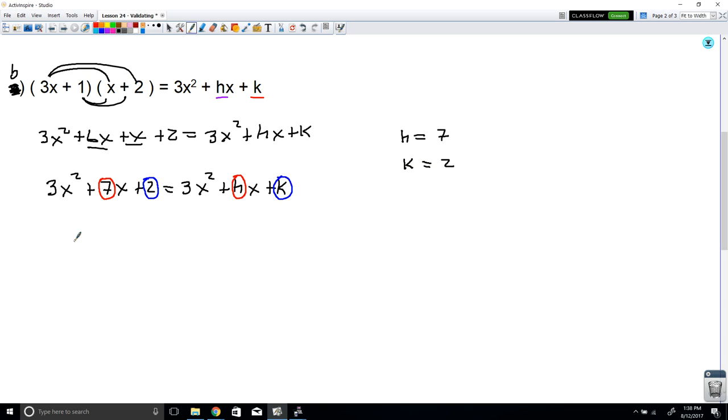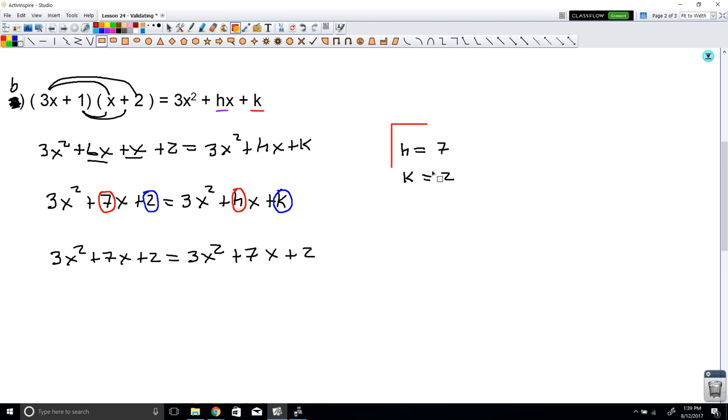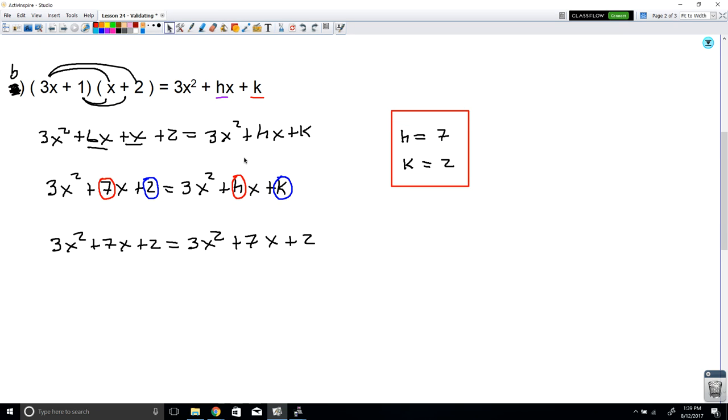Well, let's see if that's true. If we plug those in, we're going to have 3x squared plus 7x plus 2 equals 3x squared. But now, let's see what happens when h is 7. So we have plus 7x plus k. Now we're saying that k is 2. So now note that the left side is exactly identical to the right side. So to answer the question, when h is 7 and when k is 2, we see that the identity holds.